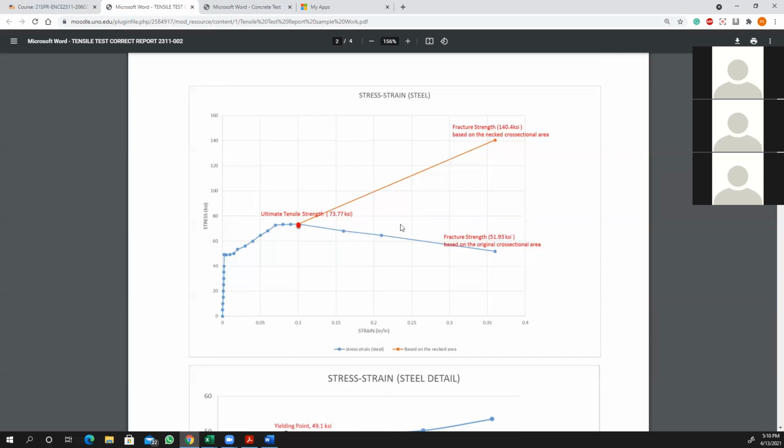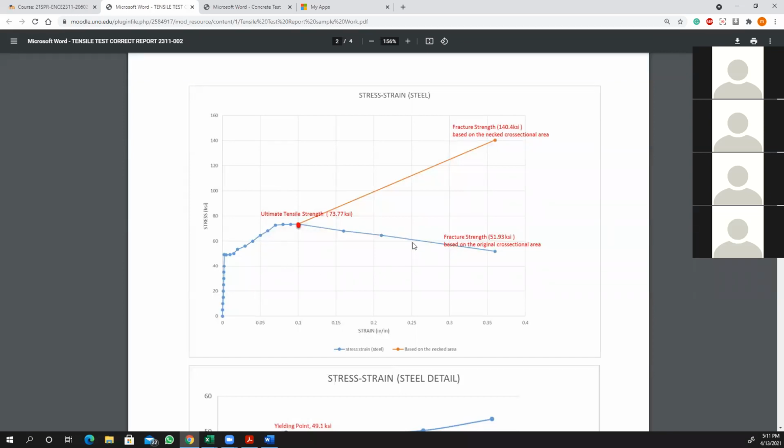You might ask why this material doesn't fail at 51.93 KSI, right here, before it even reaches the ultimate tensile strength. I want one of you to give me the answer. Why did the steel specimen not fail at 51.93 KSI before it even reached the ultimate tensile strength of 73.77 KSI? Did you guys understand the question? Patrick? Can you repeat the question, please?